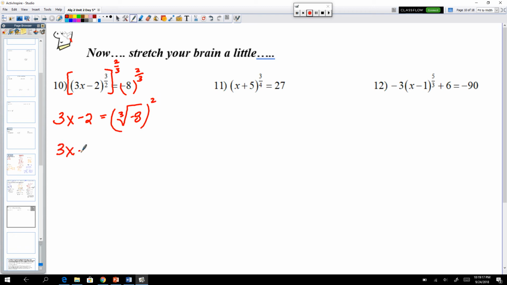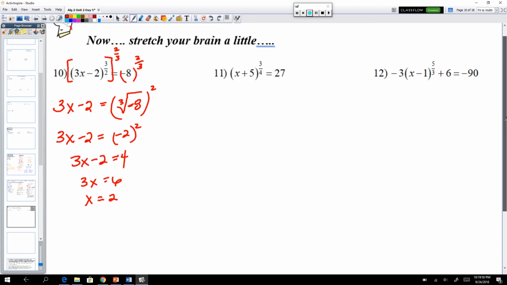So 3x minus 2 equals, the cube root of negative 8 is negative 2. So 3x minus 2 equals 4. Add 2 to both sides and divide by 3. So right now we are saying that our solution to this, number 10, is x equals 2. We will want to make sure that we check this problem, check this solution before we circle it.